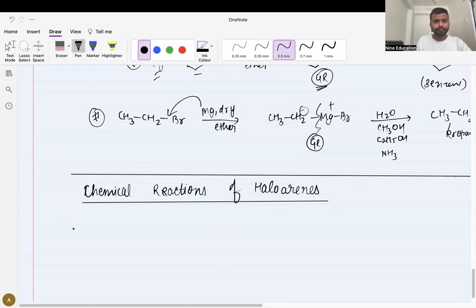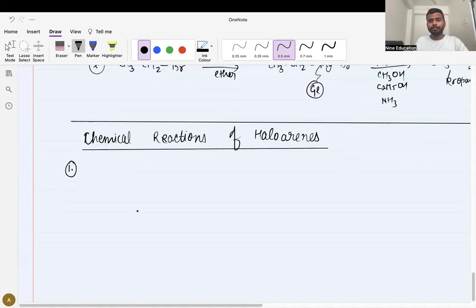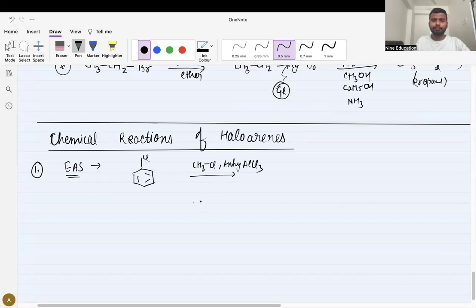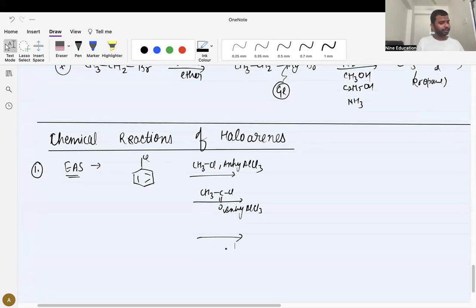So see. The first chemical reaction which you have learned of haloarenes is electrophilic aromatic substitution, EAS. Right, you remembered it. If I have chlorobenzene, in an earlier class we did, if I want to do CH3Cl and anhydrous AlCl3, or if I want to do CH3COCl in anhydrous AlCl3, these two, you remembered this.